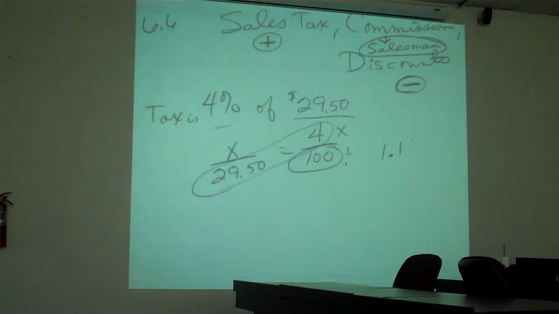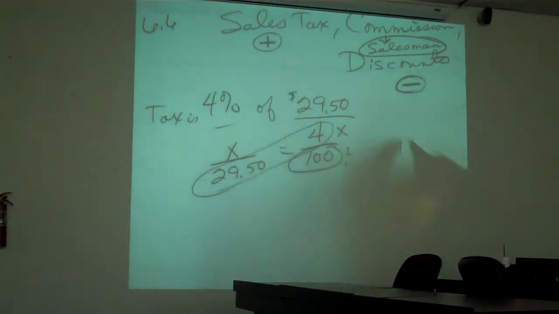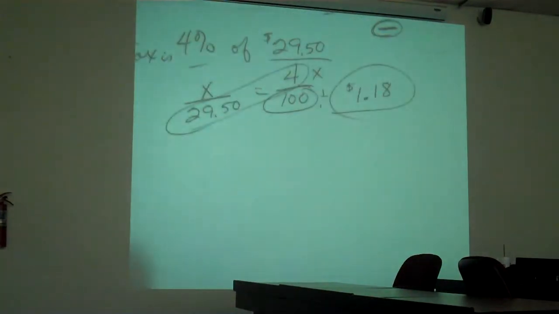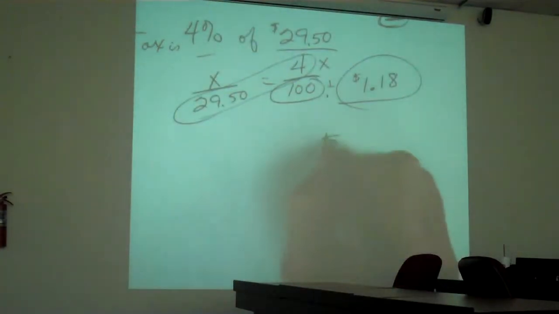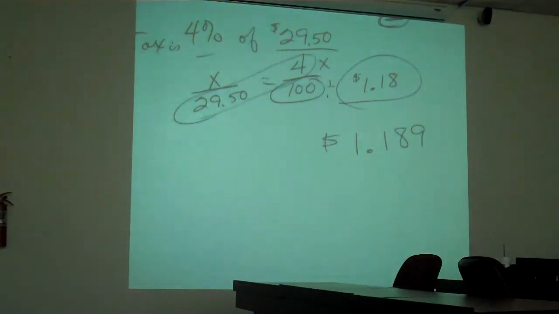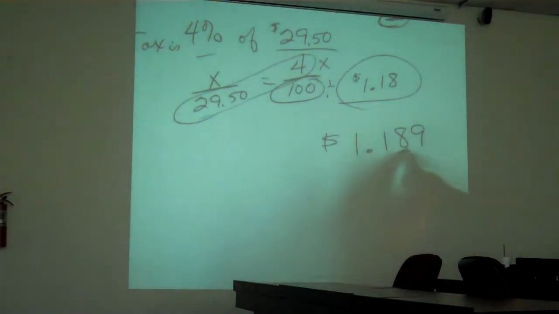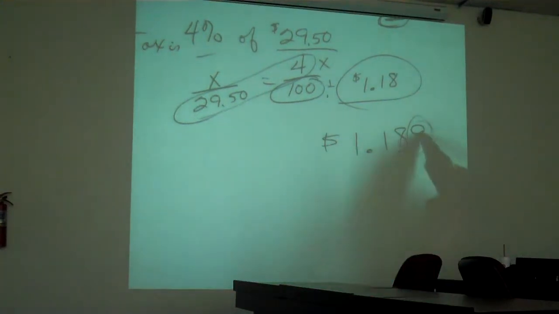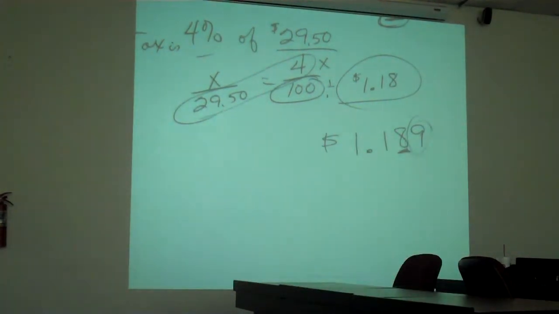$18 or 19? 18. 18? I thought somebody said 19. Okay. $1.18. Okay, if you end up having a problem that tells you the sales tax is 1.189, round it up to the nearest penny. Look at the number after it and round it on up. Because if it's a 5 or bigger here, it's going to get rounded up.